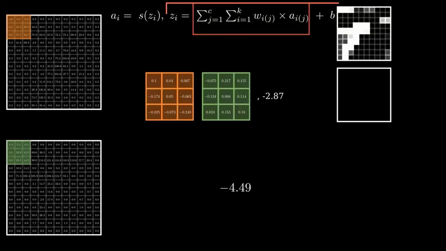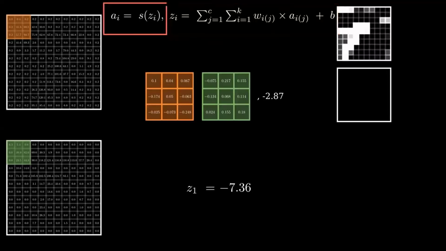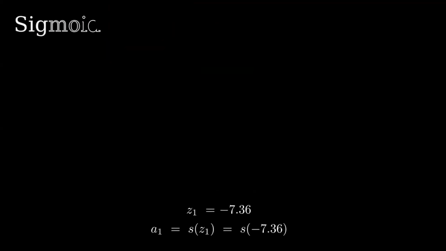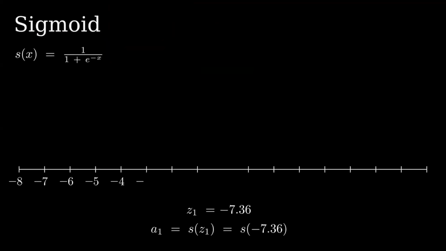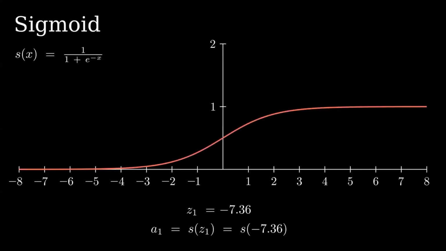Next, in order to get Z1, we will have to add the bias term. Then, we move on to calculating the activation, which tells us to take the sigmoid of Z1, which in our case is negative 7.36. If you are not familiar with the sigmoid function, we will have a quick look at the function. By looking at the function or the graph, you might notice that the sigmoid outputs a value in the range between approximately 0 to approximately 1.